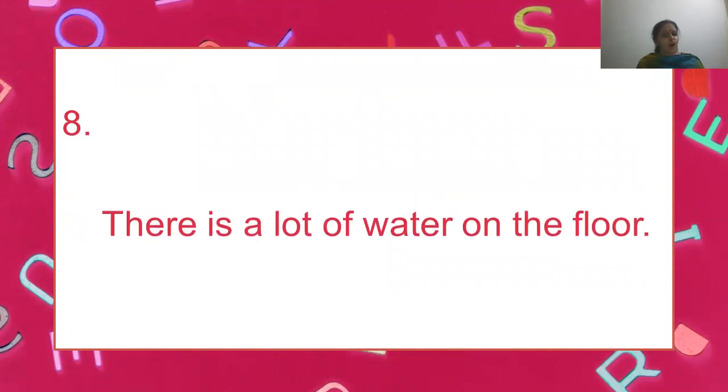There is a lot of water on the table. There is a lot of water on the floor. Sorry. There is a lot of water on the floor. Now, children, water is uncountable now. Clear? A lot of water. Again, we are talking about quantity of water, and water is an uncountable noun.